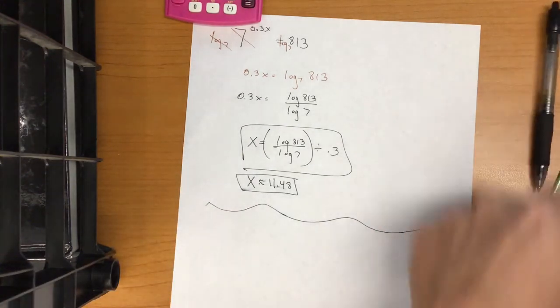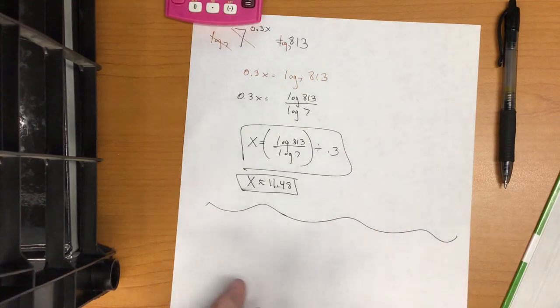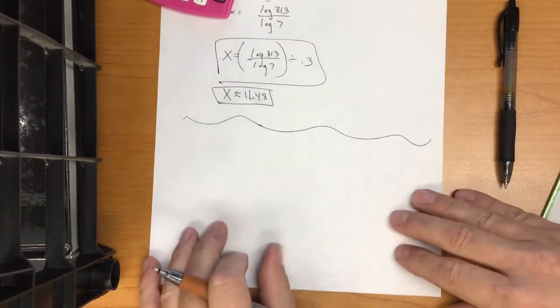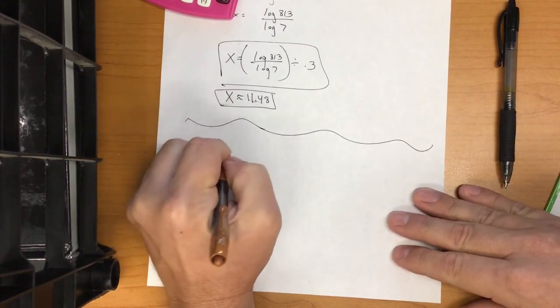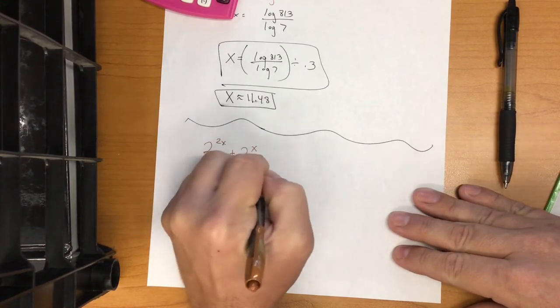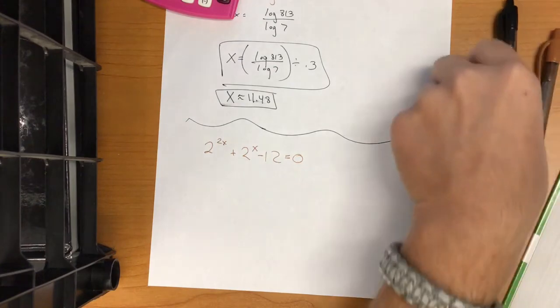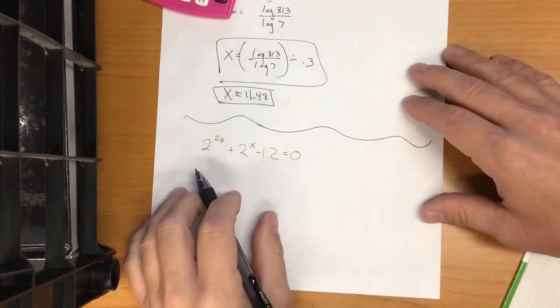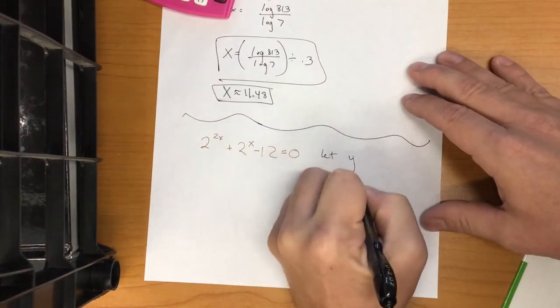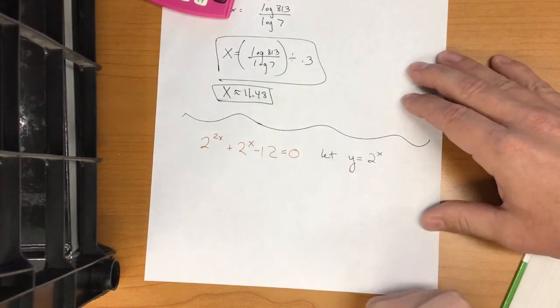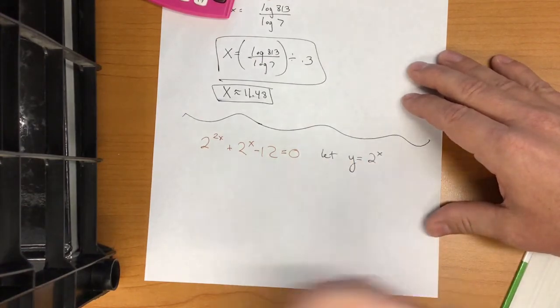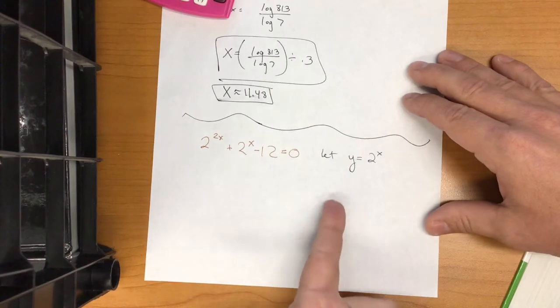All right. One more example. This one's a little bit tedious. So you have 2 to the 2x plus 2 to the x minus 12 equals 0. So you're actually going to use an interesting technique here. We're going to substitute a new variable in. So we're going to let y be 2 to the x power. What's going to happen is this ugly exponential equation is going to be rewritten really nicely.